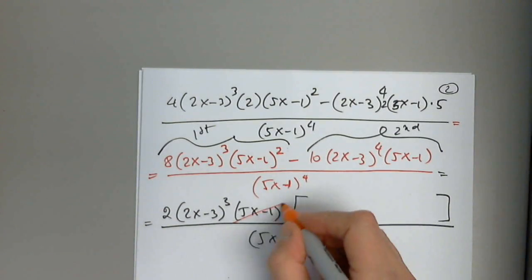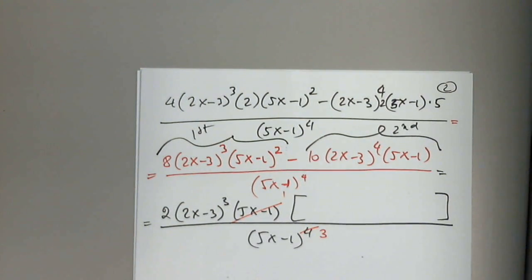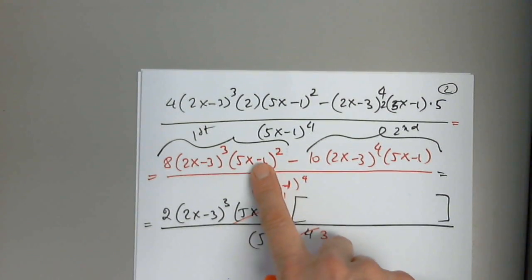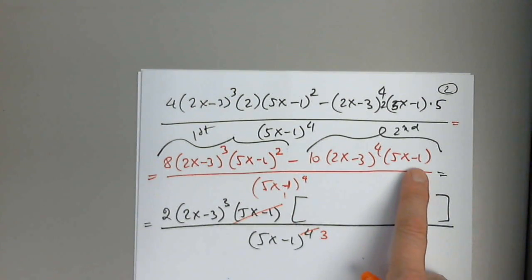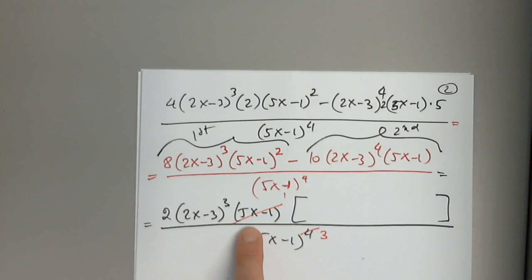At this point, I am allowed to do this. I remove a factor of 5x minus 1 from the top and a 5x minus 1 factor from the denominator, because this became a factor now. This is not a factor here. It's not a factor here, but now it's a factor, because we factor out the common factor.